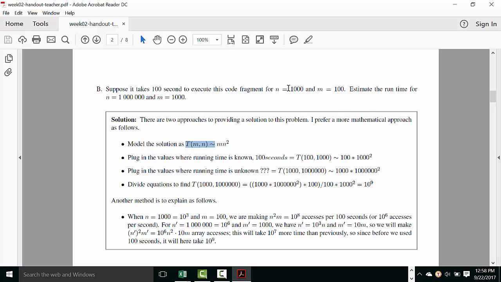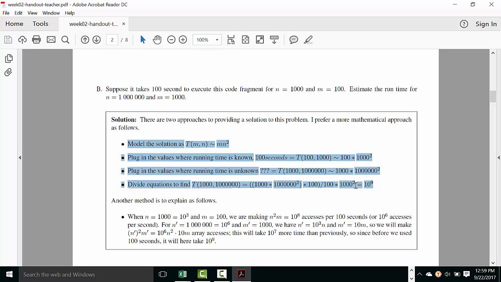Then we plug in the numbers that we know, like n equals 1000, m equals 100. We know that that's going to be 100 seconds, and on the right hand side I plug in m equals 100 and n equals 1000. And then plug in the values where the running time is unknown. So in this case, m equals 1000 and n equals 1 million. And then we have this side, mn squared would be m and n squared. If you divide the two equations one by the other, you could get the one where the time is unknown. And if you do the algebra, you will come up with 10 to the power 9. There are other ways to explain this, but I think this is a much cleaner way of doing it.